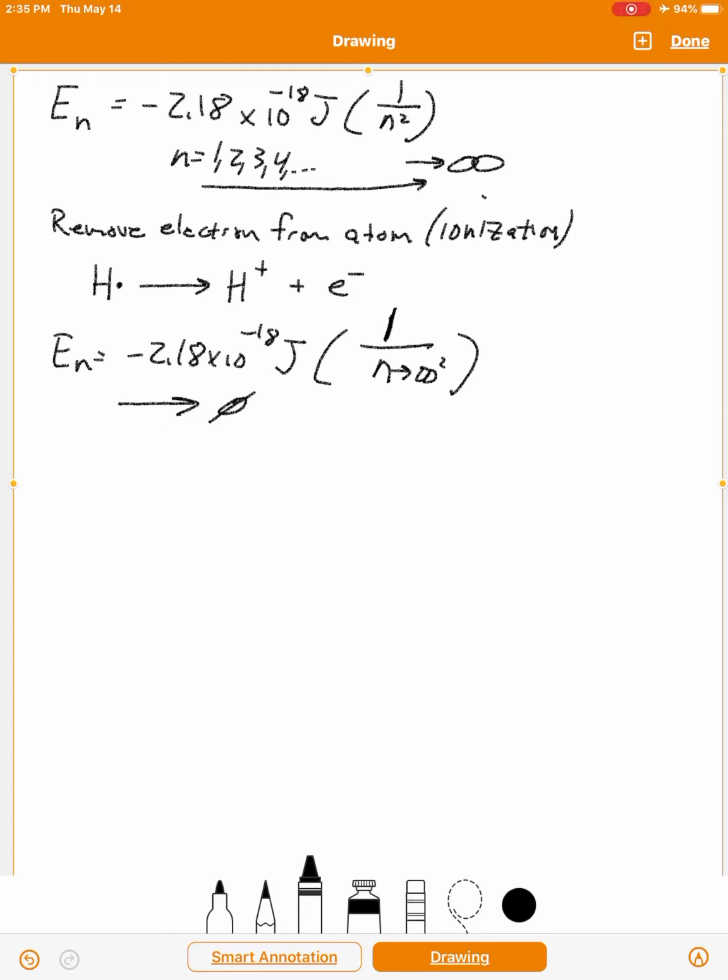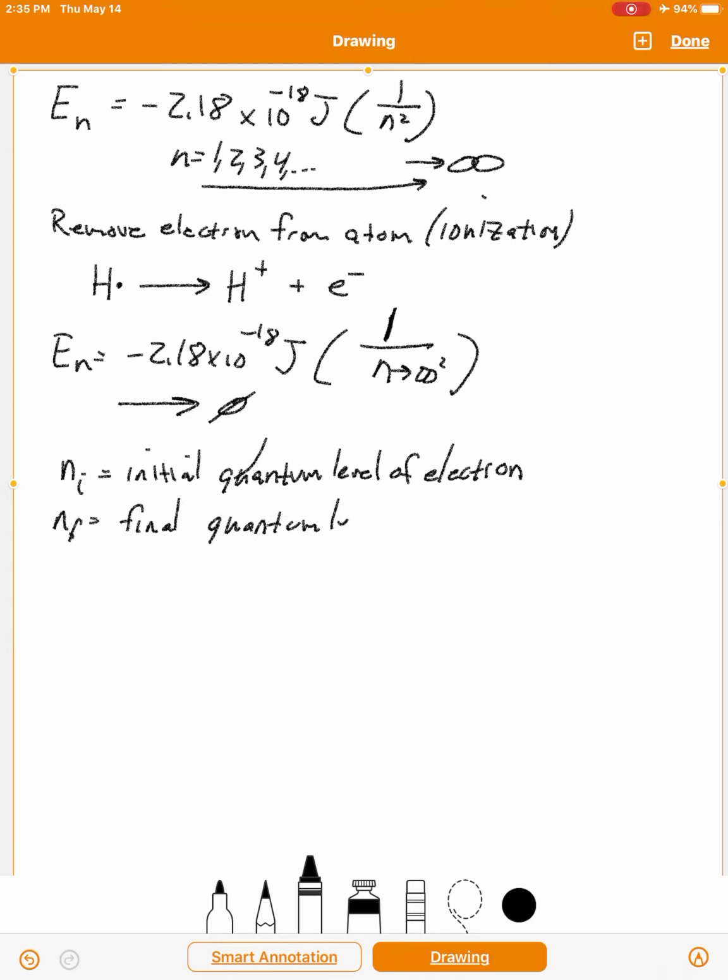I'm going to show you a couple of different forms of the equations that Bohr came up with that are useful for us. One of them is to say the electron is going to go from the initial state, so Ni equals the initial quantum level of the electron, and then Nf is the final quantum level of the electron.